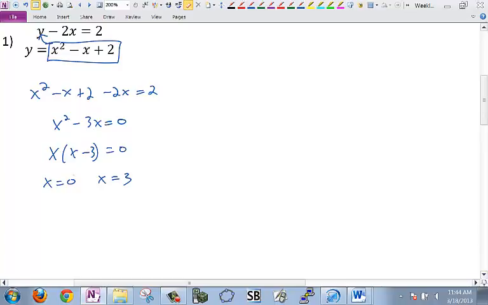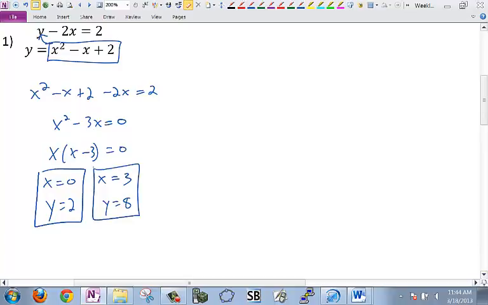Then you've got to plug those back in to solve for y. When you plug 0 in, you get a y value of 2. So there's one ordered pair. When you plug 3 in, you get a y value of 8. So there's your other ordered pair, yeah? Any questions on number 1?